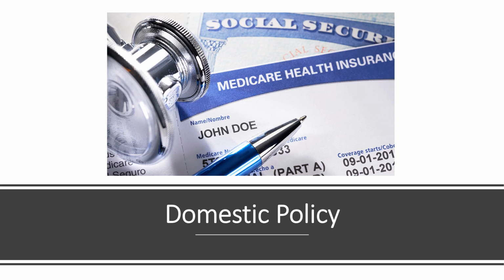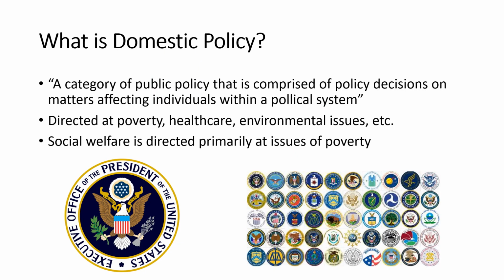In this relatively short video, I'll discuss domestic policy in the United States. What is domestic policy? Domestic policy is a category of public policy that is comprised of policy decisions on matters affecting individuals within a political system. So what that means, these are policies that impact the individuals that are living within the United States. And typically these policies are directed at poverty, healthcare, environmental issues, and things of that nature, things to help improve the social and economic standing of people within this country.